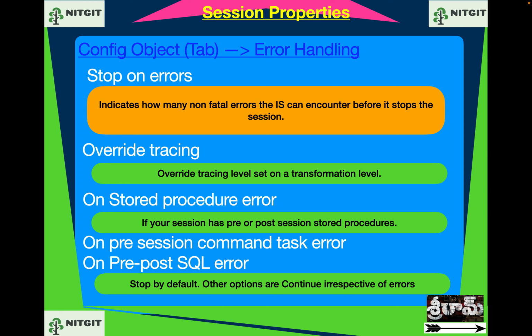Override tracing. So mapping has tracing levels. We usually keep normal. If you want, the mapping's tracing levels have to be overridden in the session log itself, then you can do that in here, session log. We don't do that.